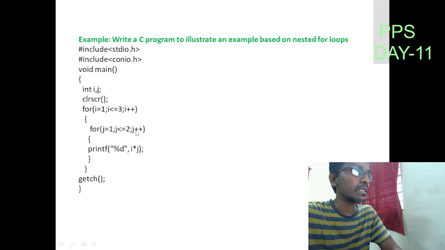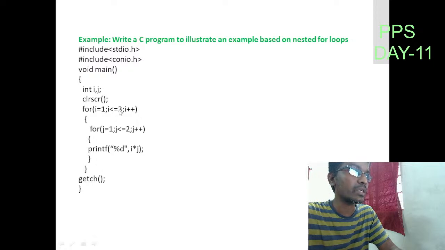So increment the j value by 1. Now it is 3. So 3 less than or equal to 2. Now it is false. So whenever the condition is false, then it will go to the outer block and the i value will be incremented by 1. Now i is equal to 2.